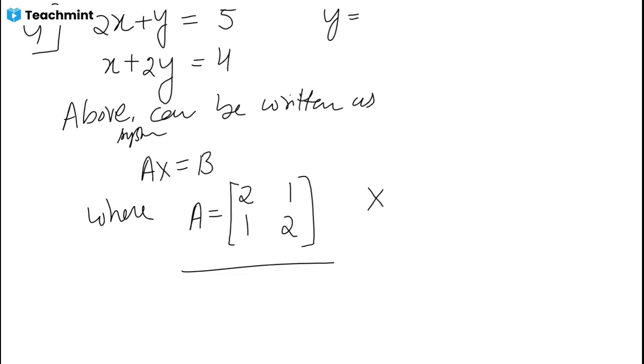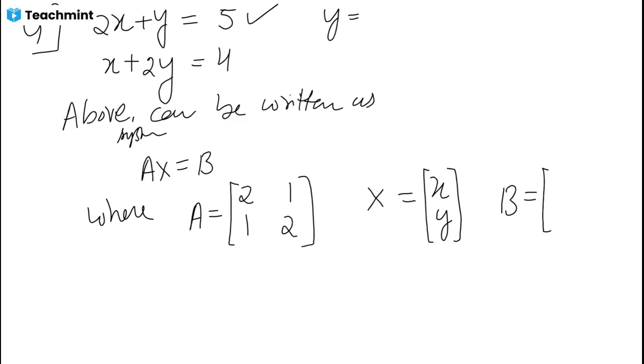To solve any system of equations, first of all, you need to form the determinant of this matrix, because only if the determinant is non-zero can you find the solution. Capital X has the two variables x and y, and this b has the right side values. So the solution is x is equal to A inverse into b.